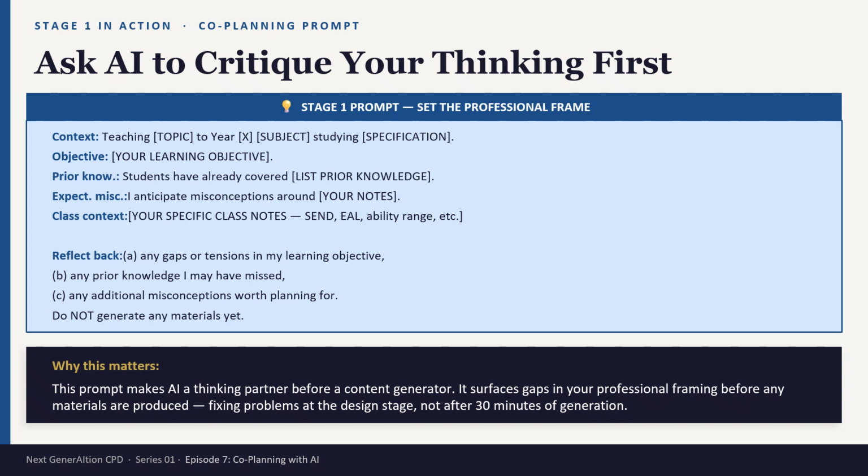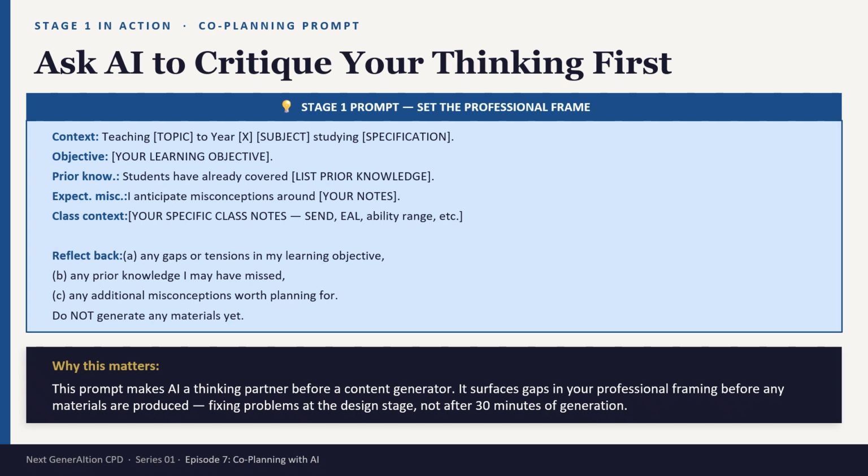Expected misconceptions. You also outline any misconceptions you anticipate. This is one of the most valuable aspects of teacher expertise and one AI cannot intuit on its own. By naming misconceptions, you prepare AI to build resources that actively prevent or challenge them.